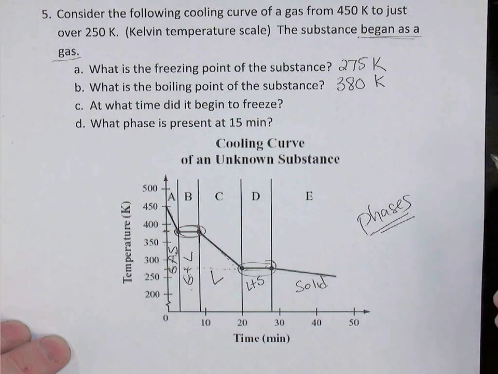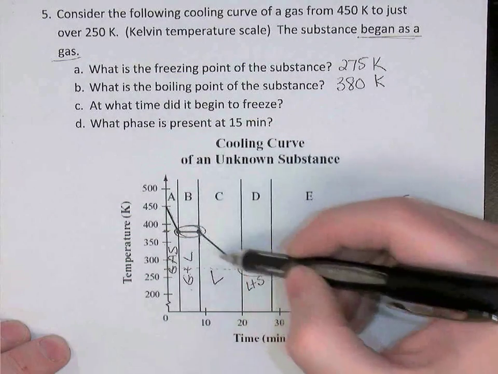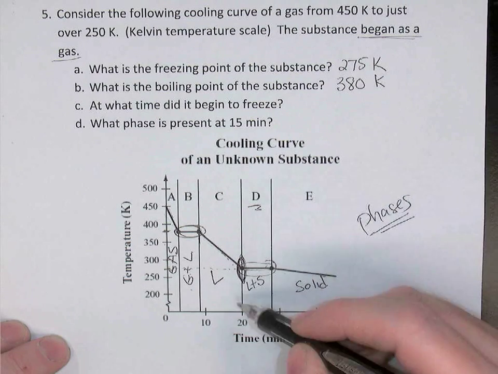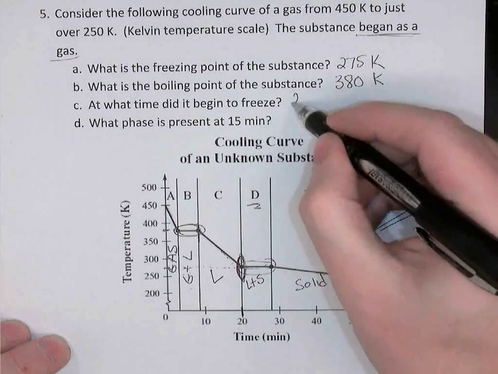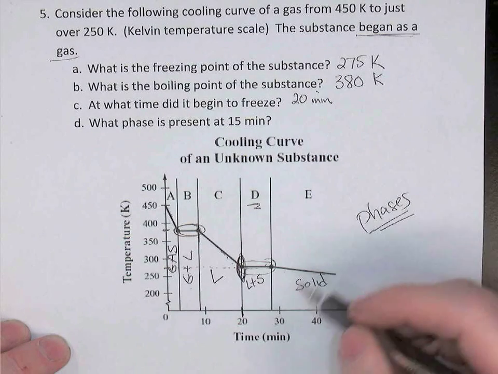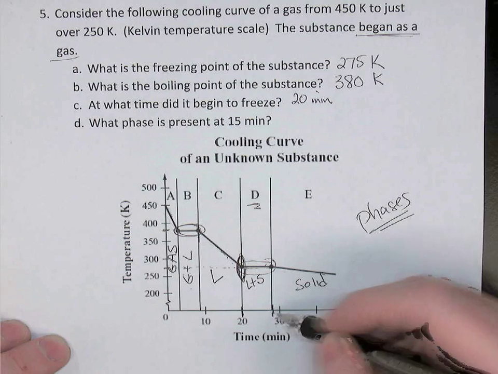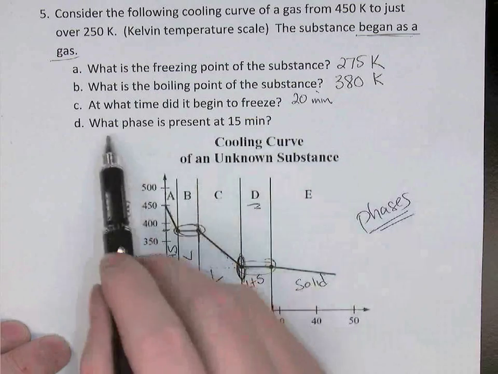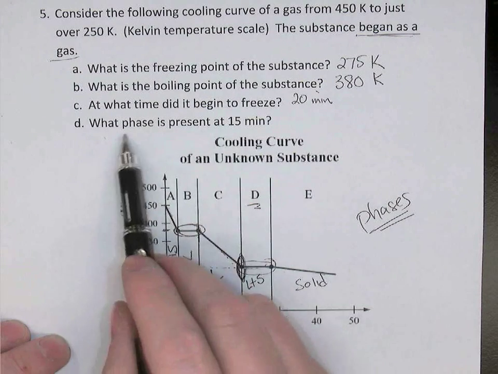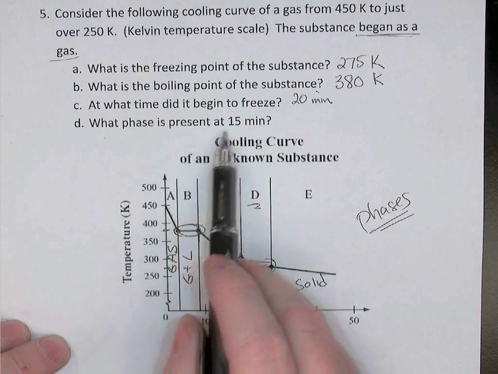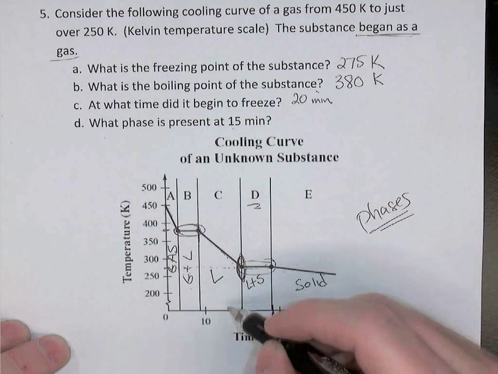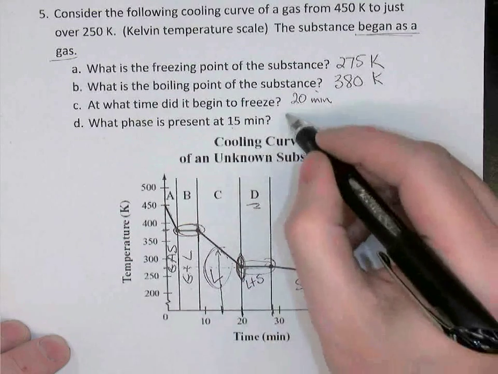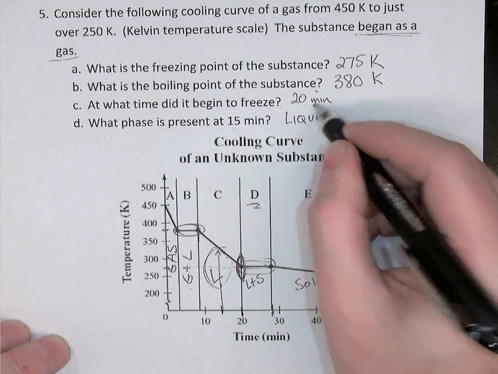At what time did it begin to freeze? Well, if we were cooling, it begins freezing right here, the beginning of region D. So that would be at 20 minutes. It finished freezing right here, which would be at about 28 minutes, somewhere in there. At what phase was present? So solid, liquid, gas, or perhaps more than one phase at 15 minutes. Well, 15 minutes is right here, and so at 15 minutes we're in the liquid region, so this is only going to be liquid present.